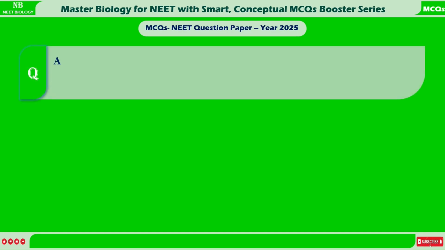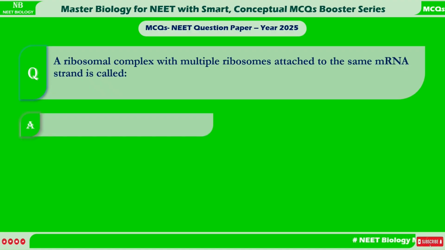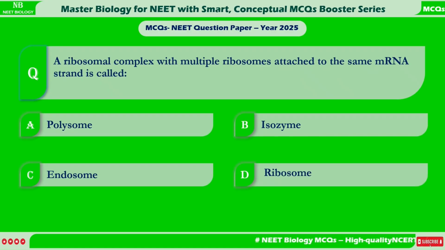A ribosomal complex with multiple ribosomes attached to the same mRNA strand is called: A. Polysome, B. Isozyme, C. Endosome, D. Ribosome.